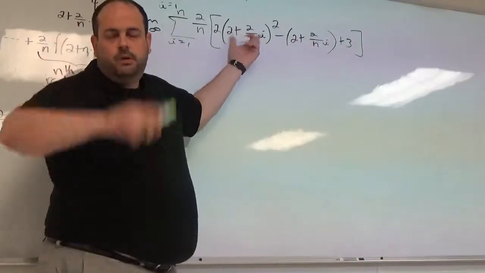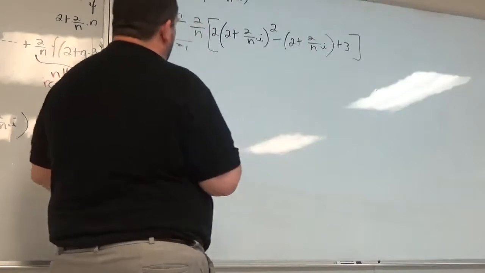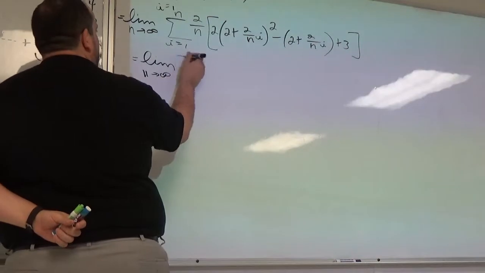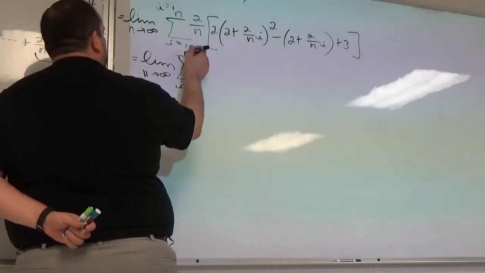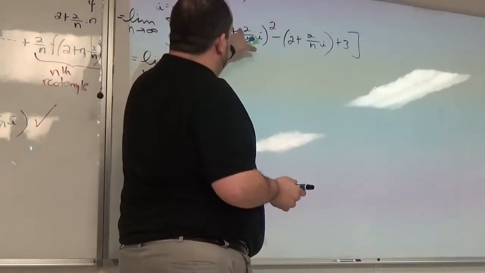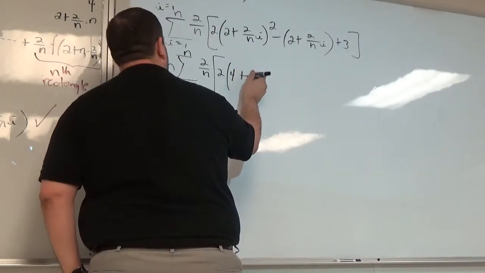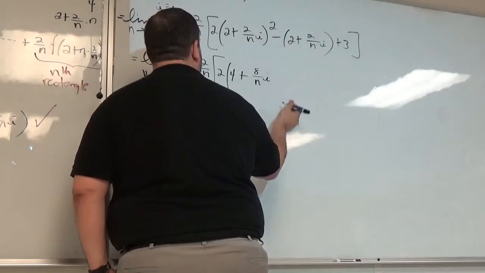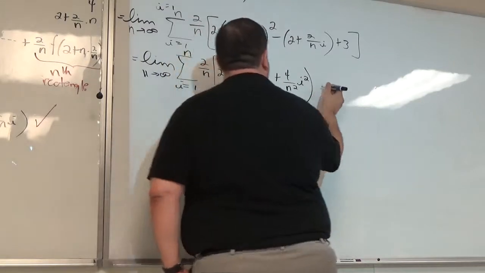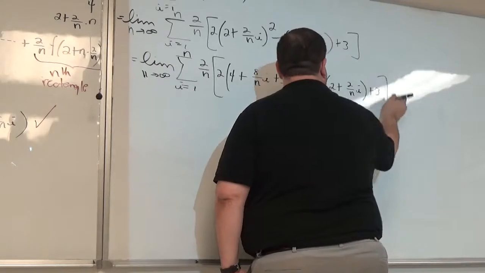So go square. You guys are like professional squarers. Okay, so you are probably doing a little box right now, right? Yep. Okay, so 2 plus 2 over n i times 2 plus 2 over n i is going to be 4 plus, I think, 8 over n i plus 4 over n squared i squared, minus 2 plus 2 over n i, plus 3.